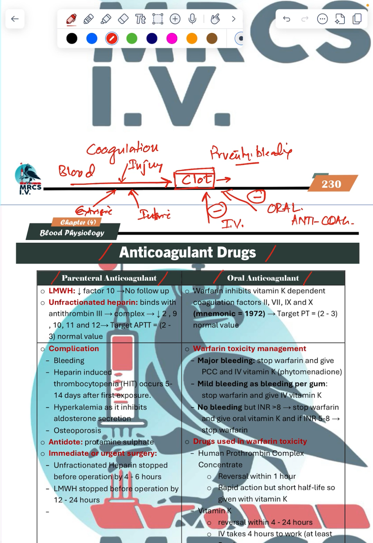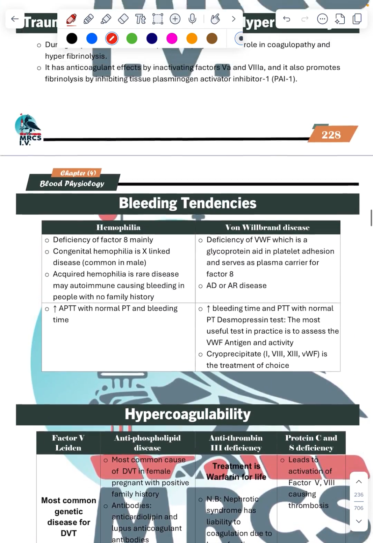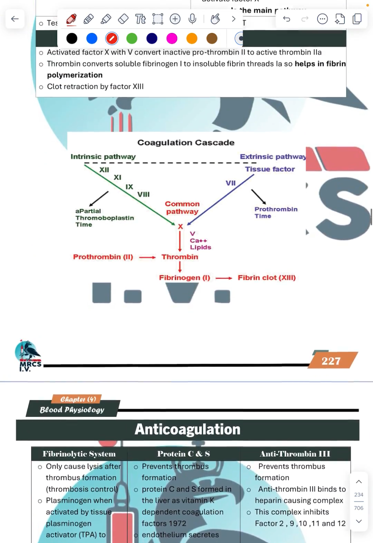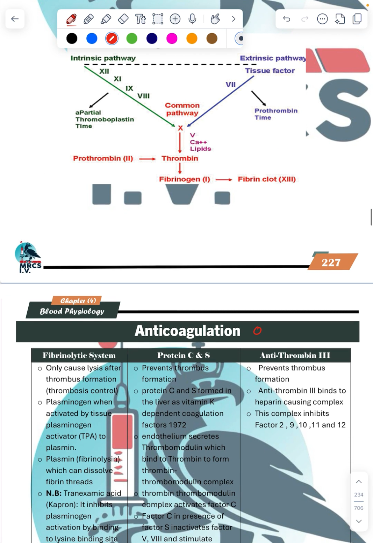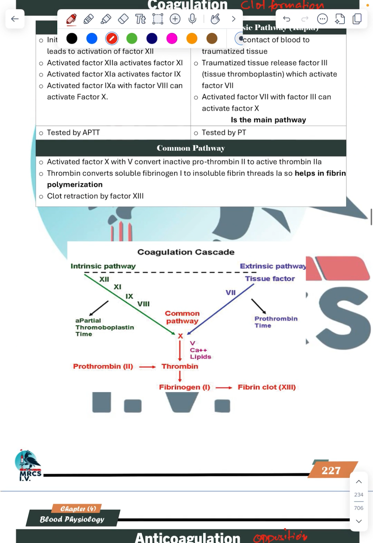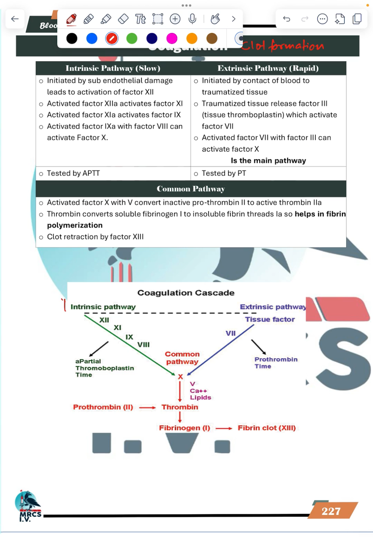So to understand this anticoagulant drug, this thing you have to understand first: coagulation. This is clot formation. Coagulation is clot formation, and anticoagulation is opposite, either dissolution of clot or prevention of the clot. So how is the clot formed in the body? There are two pathways: intrinsic, extrinsic. Intrinsic means inside the body itself. Extrinsic, whenever there is injury and it is exposed to the outer surface.